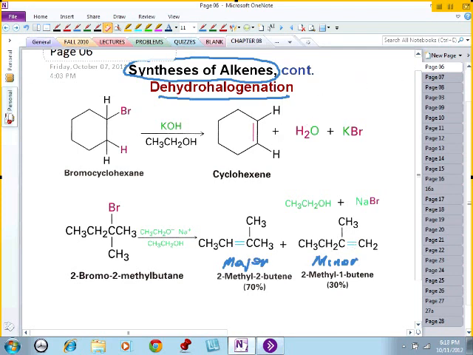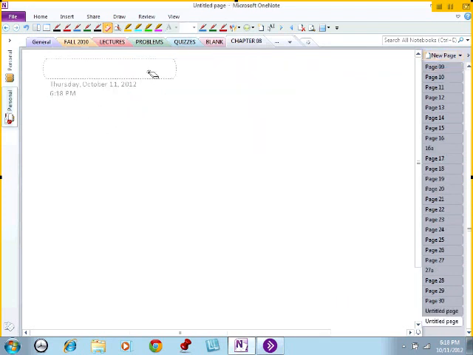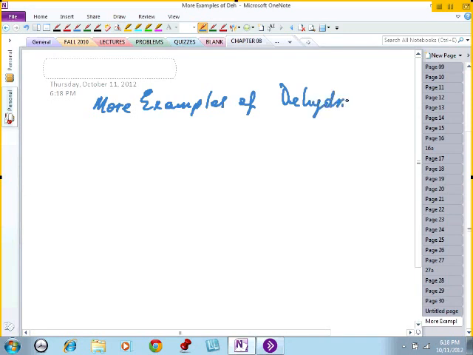Okay, so now let us give you a couple more examples of dehydrohalogenation. Dehydrohalogenation simply means you are removing hydrogen and a halogen. The halogen could be bromine or it could be chlorine.